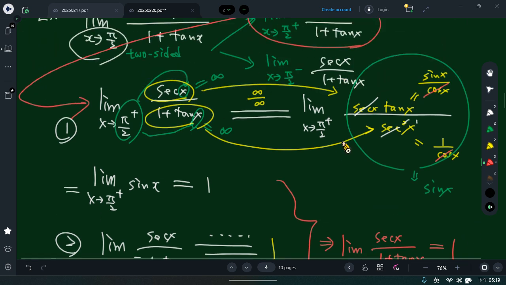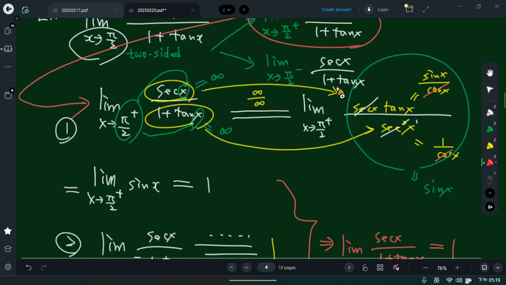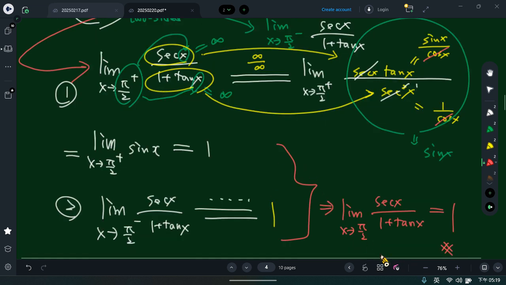Because we already get the two one-sided limits, and also these two one-sided limits are the same. Both of them are 1. So we can conclude the two-sided limit exists and the value is 1.